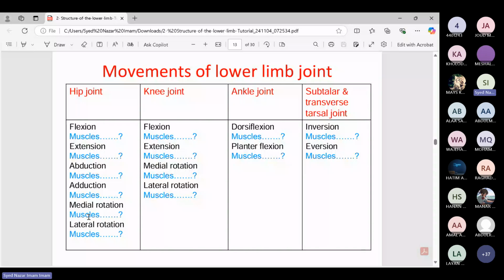And then we have the medial rotation and we have the lateral rotation. The lateral rotation is by the short muscles. Which short muscle? Short muscles of the gluteal region. I will come to that. But now just remember that in the gluteal region, we have the gluteal muscles, that is gluteus maximus, medius, and minimus, and tensor fasciae lata.